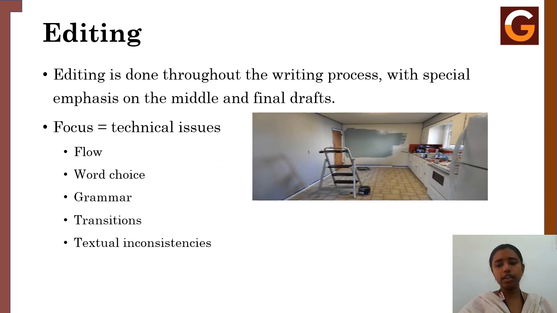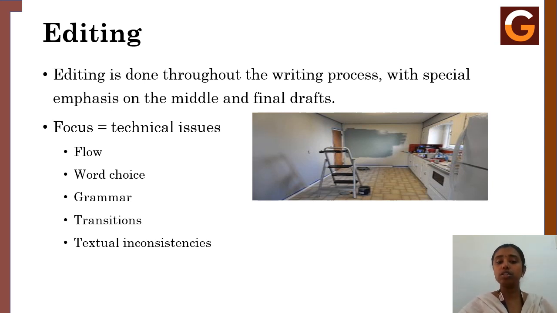So once again, just a quick revision on editing. Editing is done throughout the writing process. As I told you, you need not wait to edit at the end. Even while writing, you keep on editing and revising. As a writer, you have that liberty, and the editor can also do the same, with special emphasis on the middle and final draft. Most of the time it is done at the middle or during the final drafts, but you still have that chance to edit even while you begin.